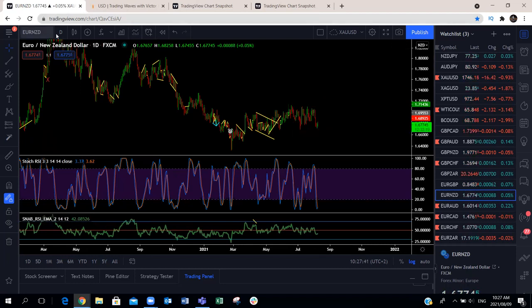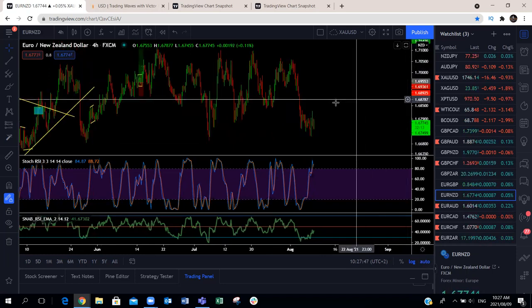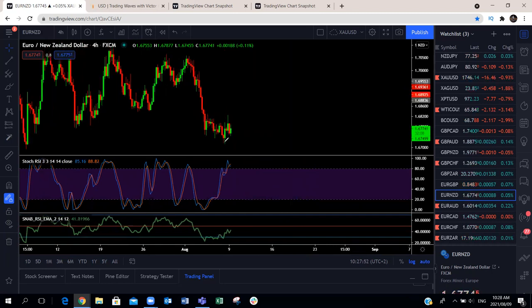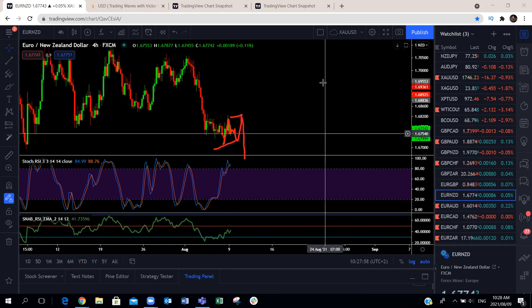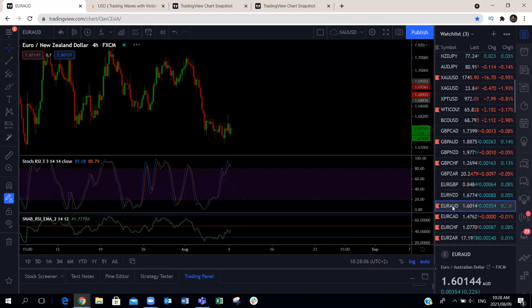Let's go down there. Still pretty bearish in the lower time frame. So we'll look for this. Even if we do get here, we can get a bounce here for a continuation to the downside. Still pretty bearish. We are at the top already here. Right, that is Euro Aussie, Euro New Zealand.